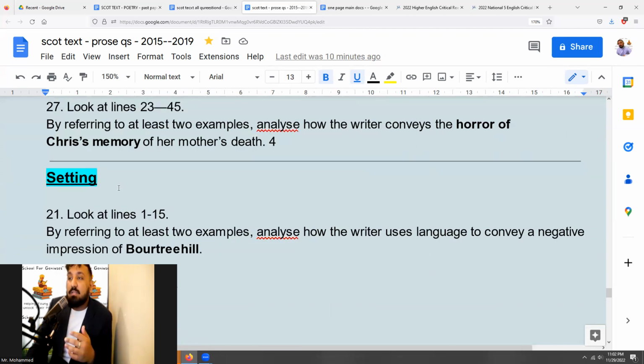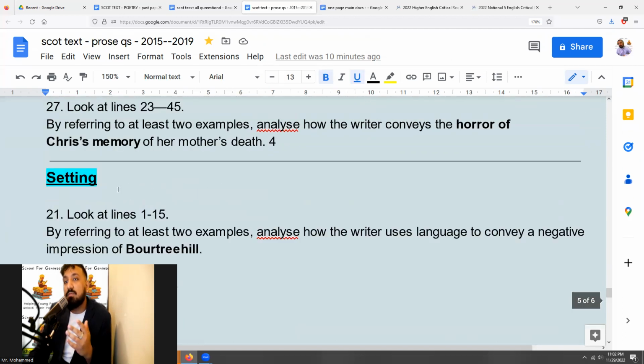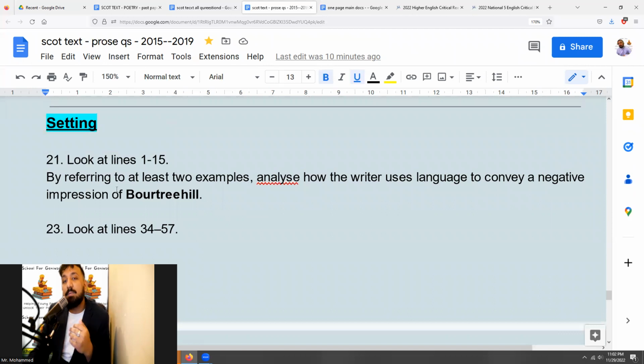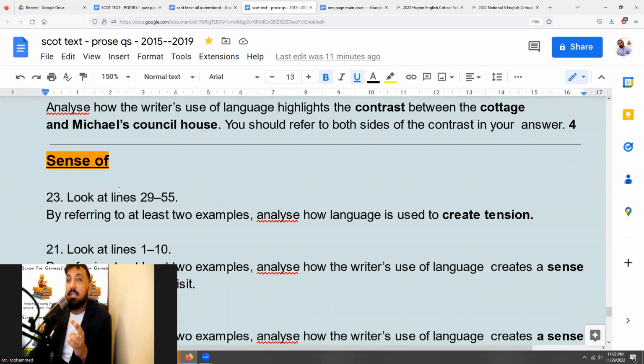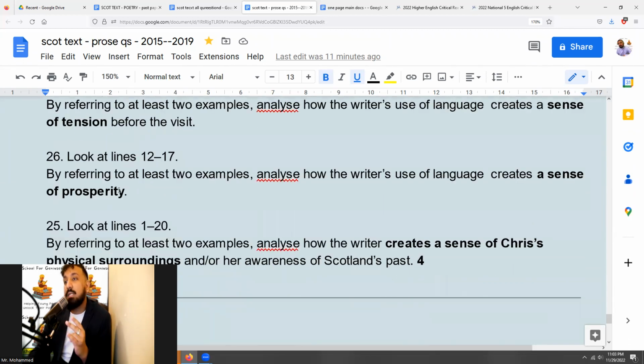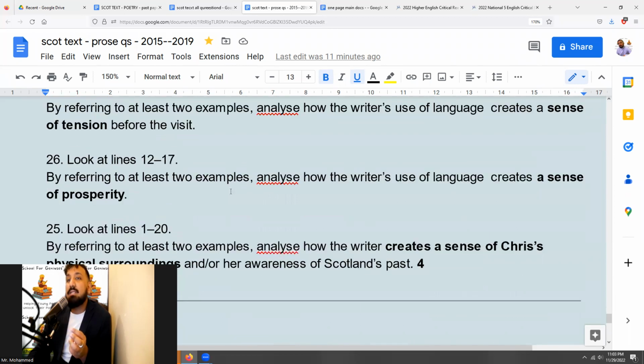Then the final thing, I believe, or almost final. You could get a question on setting. This is asking you about the location where the story takes place, the story world, what it is like, and what kind of features it has. Analyze it again. All of this is analyzed for the most part using either word choice or in your own words. Another type of question you could get would be sense of tension.